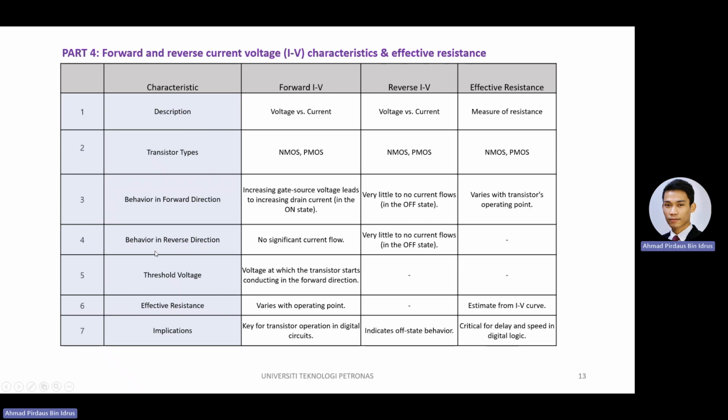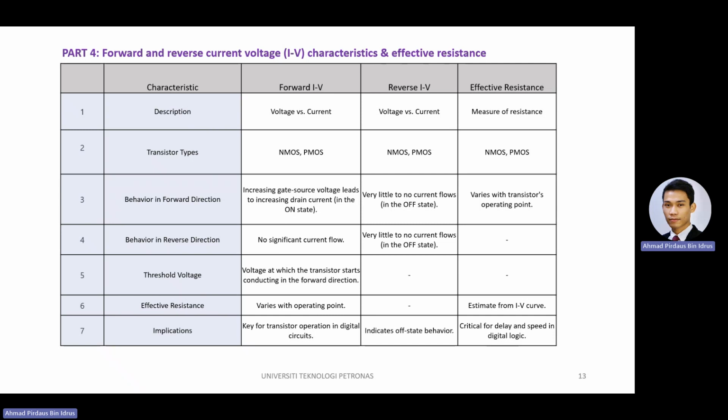So number 4 here, we have the behavior in the reverse direction. For the forward IV, we have no significant current flow. For the reverse IV, we have very little to no current flow in the off state. And for threshold voltage, we have the forward IV, the voltage at which the transistor starts conducting in the forward direction. Number 6, we have the effective resistance. This only applies to the forward IV, where it varies with the operating point. The effective resistance can be estimated from the IV curve.